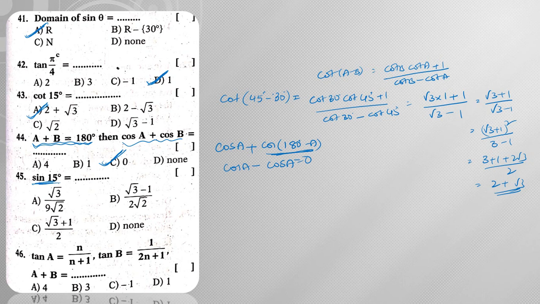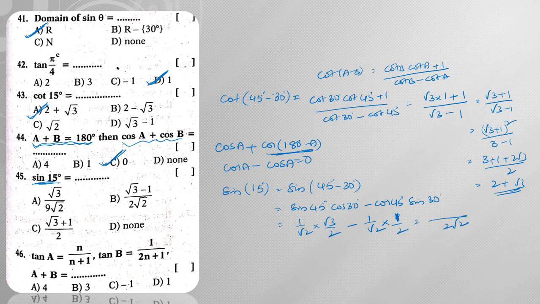Next, coming to sin 15 degrees. Like how we have found for cot 15 degrees, the same way sin 15 degrees can be written as sin of 45 degrees minus 30 degrees. So sin of A minus B formula is given by sin A into cos B minus cos A into sin B, right? So sin 45 is 1 by root 2 and cos 30 is root 3 by 2, minus cos 45 is 1 by root 2 and sin 30 is 1 by 2. LCM is 2 root 2. In the numerator I am going to get root 3 minus 1. Hence the answer is root 3 minus 1 by 2 root 2.